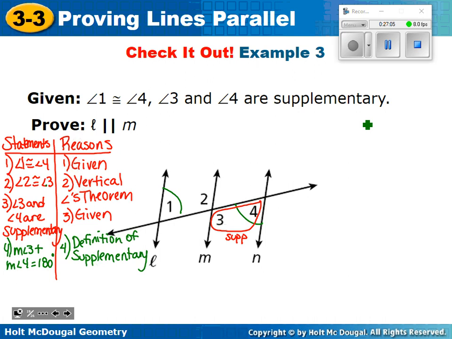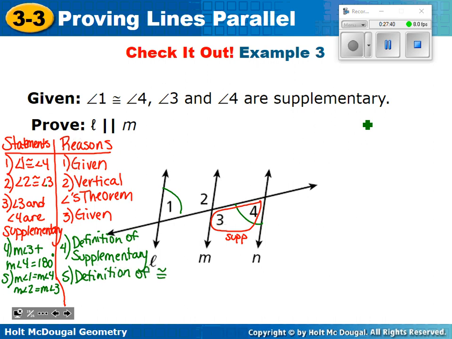Okay, so we need to go back and change these first 2 statements down here to say that those angles are equal. What tells us that if 2 angles are congruent, then they are also equal? Definition of congruence. And you can do that all at once if you want to. So we can say the measure of angle 1 equals the measure of angle 4, and the measure of angle 2 is equal to the measure of angle 3. And we can do that all at once since it's the same reason. Definition of congruence.